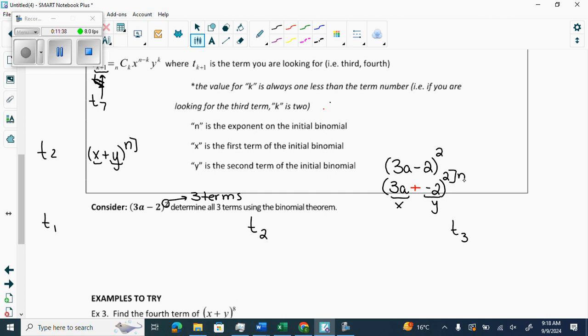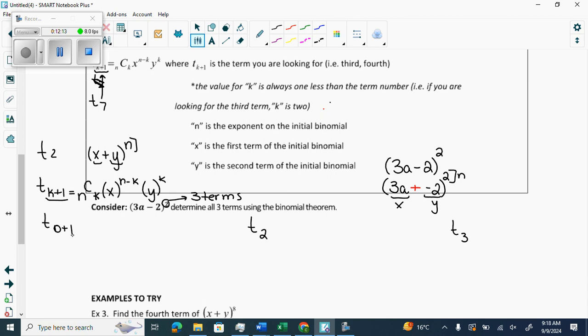Because the formula is t k plus 1. So my formula is t k plus 1 equals nck x to the n minus k, y to the k. I'm just writing it here. It's literally above, but you guys have it on your sheet, but I can't see it. That's the formula, correct? I want term 1. So what is k going to be? T 0 plus 1, correct? Do we agree? Because I want term 1 in the end.